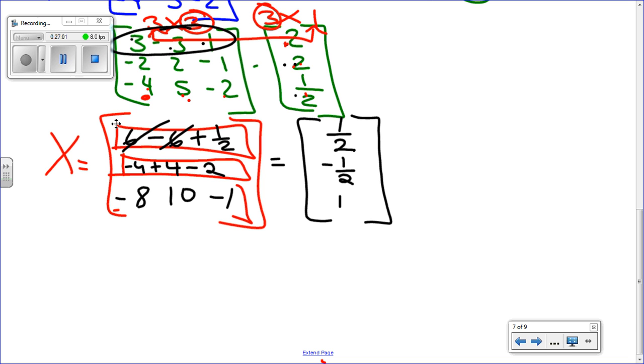Okay, so what does this mean? I did it wrong. I forgot the over one.